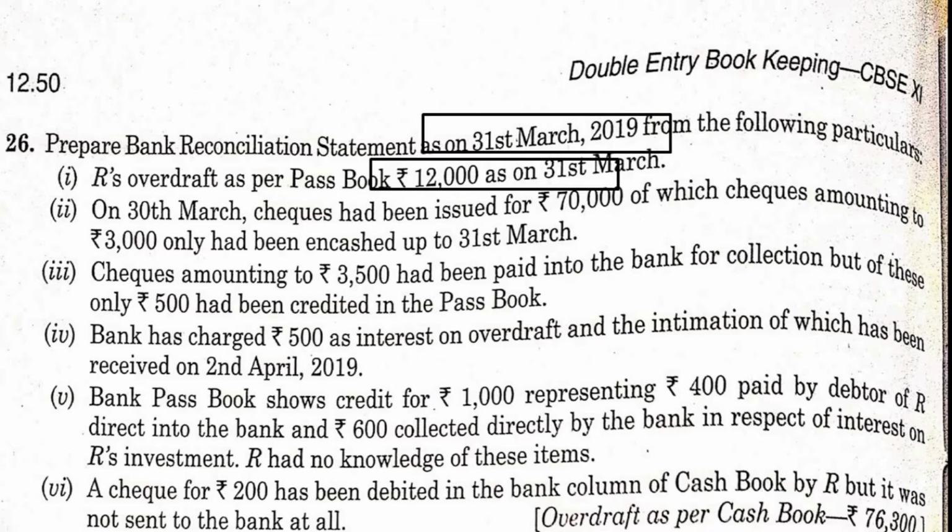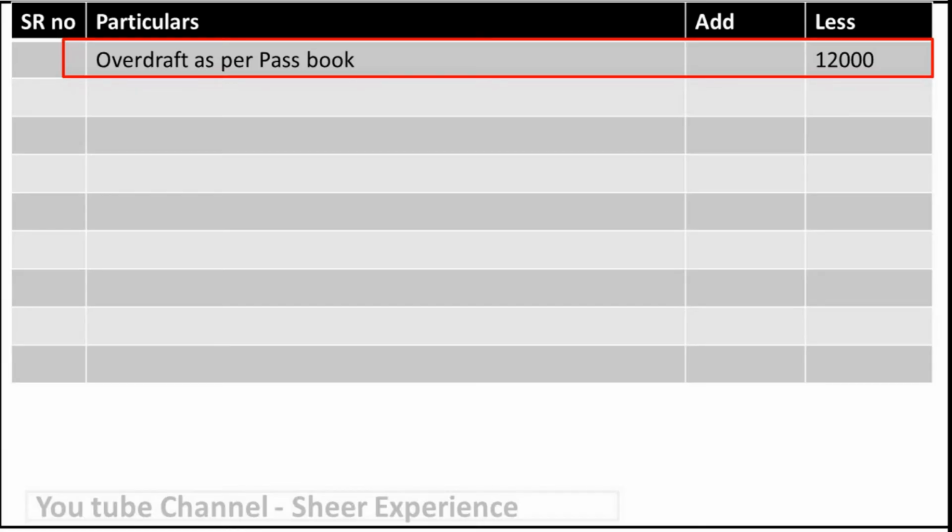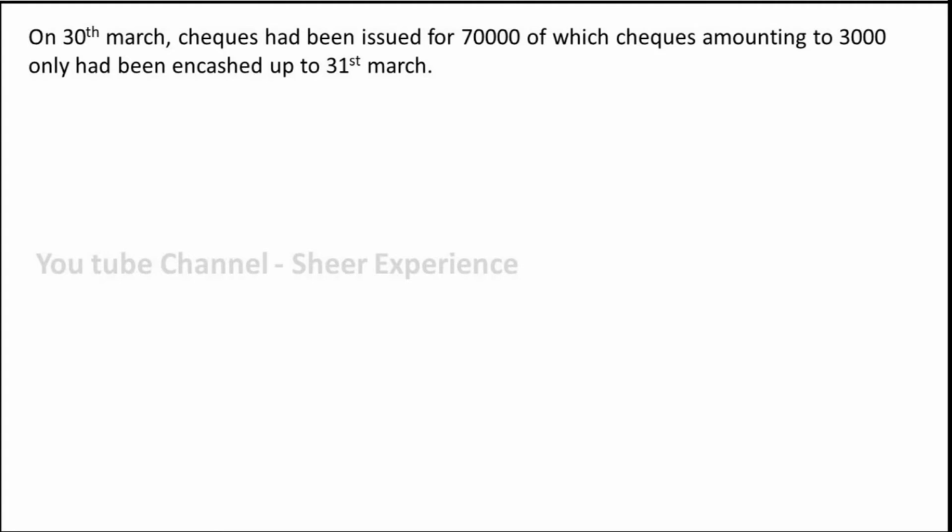Also, we should always keep in mind that if the difference amount is related to receipts, then it will increase the closing balance. If the difference amount is related to payments, then it will decrease the closing balance. Now we'll mention this 12,000 in the less column, and in the particulars column we'll mention overdraft balance as per passbook.